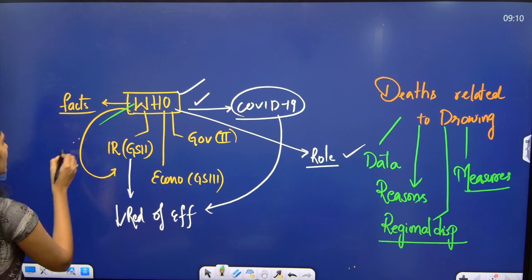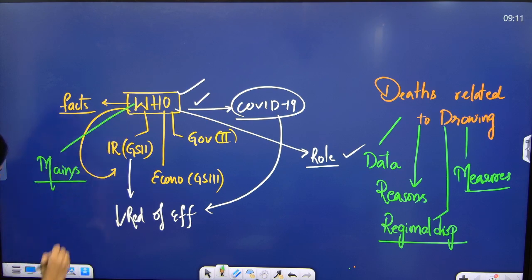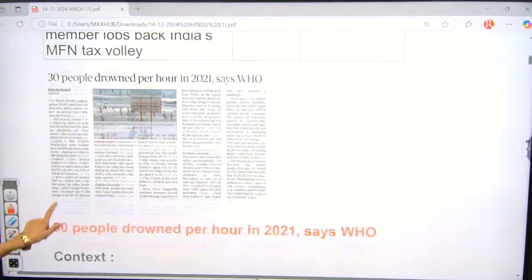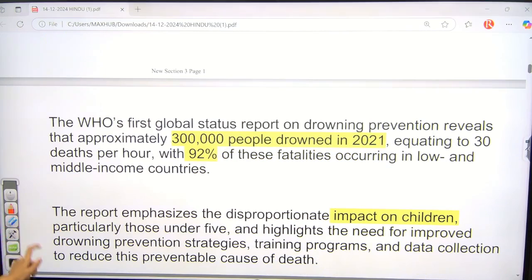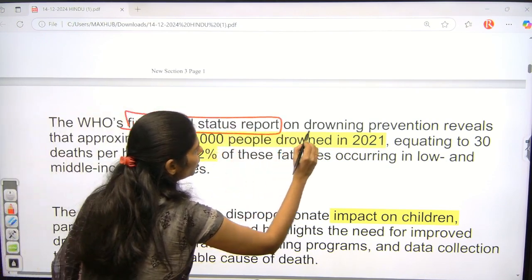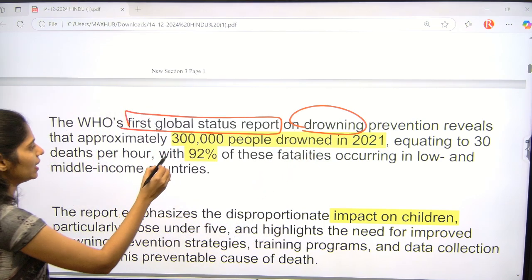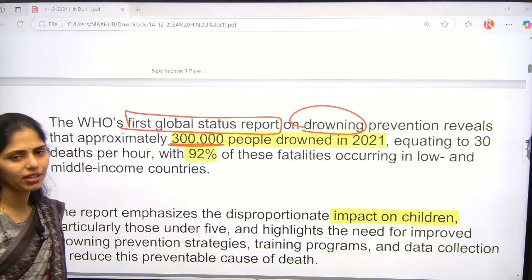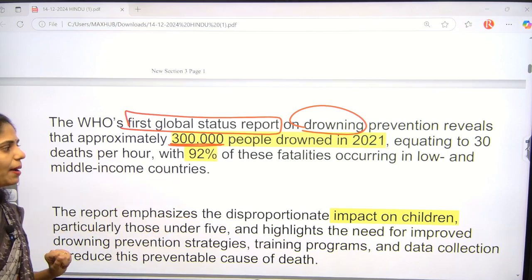And this topic is especially important from your mains, not from your prelims at all. Okay, now let us see the context why it is in news. WHO released its first ever global status report, and this report is on drowning prevention. And this report said that approximately 3 lakh people had drowned in a single year, 2021. That means nothing but per every 1 hour, 30 deaths are happening.